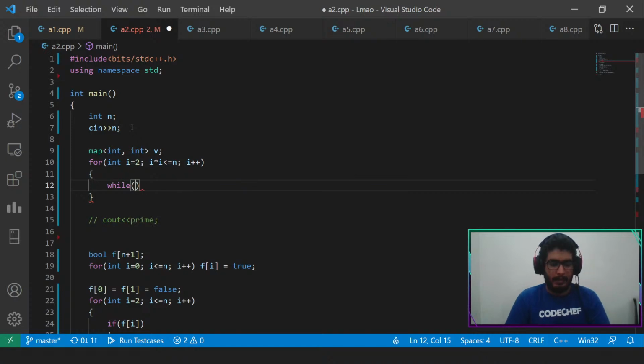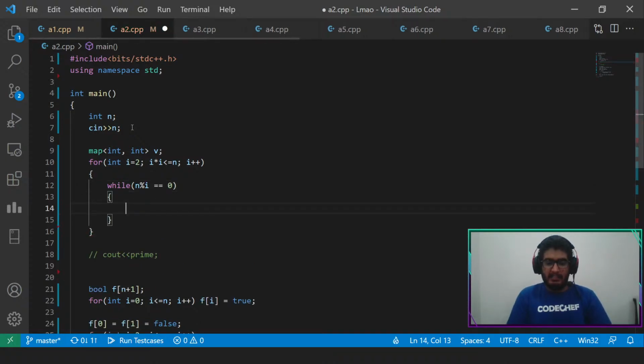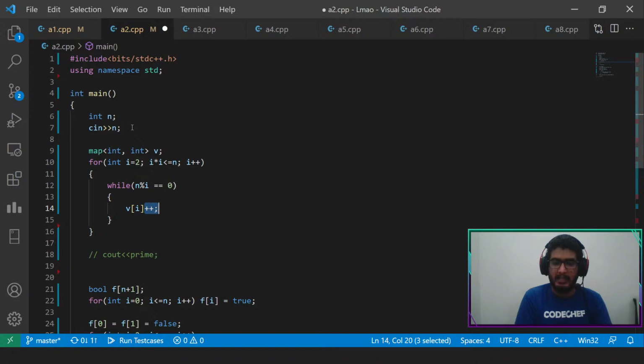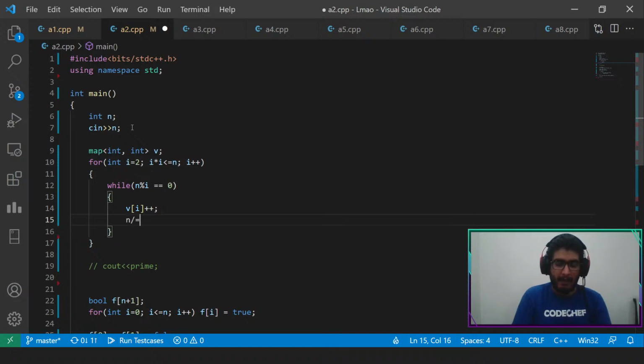While n modulo I is equal to 0, right? While n is dividing I, up until it is doing that, what you do is you put vi plus plus first of all, because we have additional power of I in our n, right? If vi has not been initialized, then vi would be initialized automatically to 0, and it will get to 1 with this piece of code, right? And then you divide n by I, right?